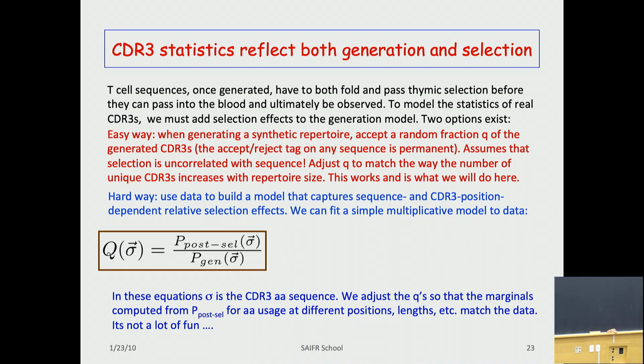The easy way is the following. When generating a synthetic repertoire, accept a random fraction of the generated sequences. So our goal here, in the end, is to create a machinery that will allow me to construct a null model. That is to say, a distribution on sequences that basically contains all of the essential selective and generative phenomena that characterize the generation of a human immune system, okay?